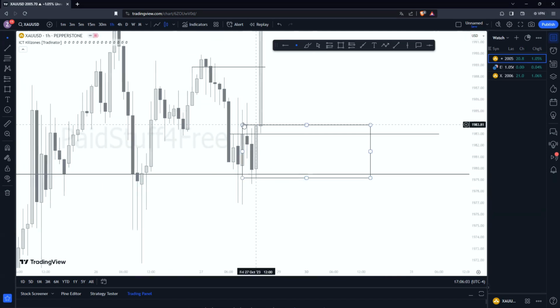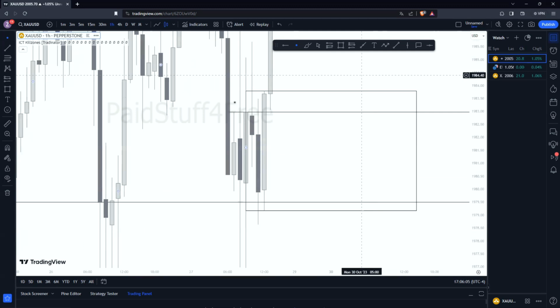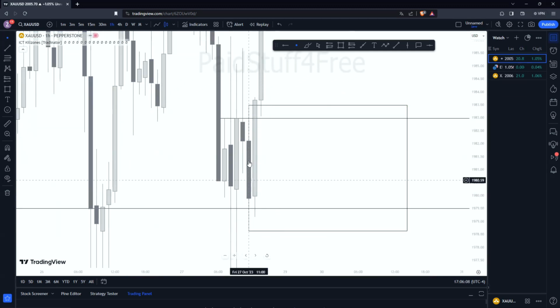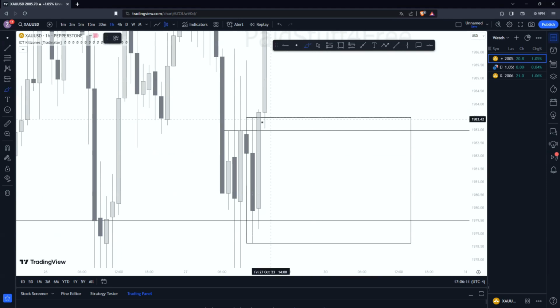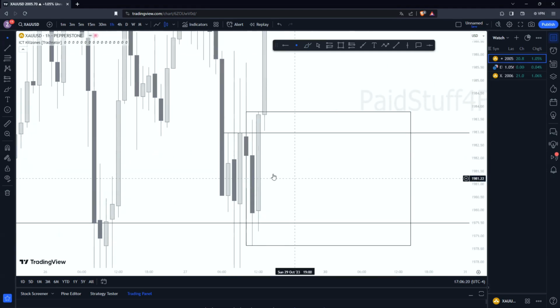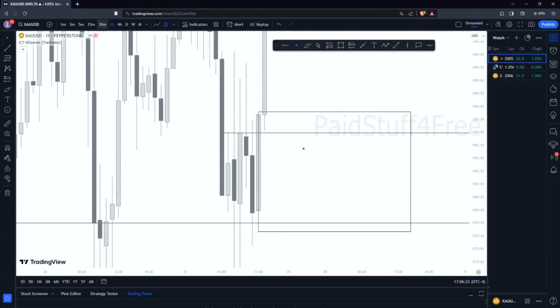Why did I pick this one and not the black? Well, check this out. Is this black one fresh in here? Look at this. See this wick? It came and tested it. So this candle is not really good as an engulfing. So I'll just pick this one and refine it down to the M30.